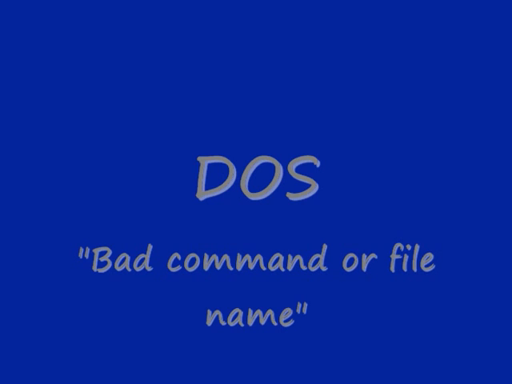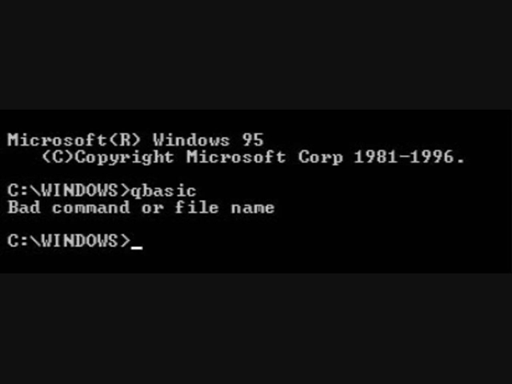So the first error we're going to look at is commonly seen in DOS, and it's known as the bad command or file name error. This will typically come up when you mistype something at the DOS prompt, and it will give you back this syntax error saying that it doesn't understand your command or it doesn't recognize that as a valid file name, and you'll get presented with this bad command or file name rebuffed back at you by the command prompt.